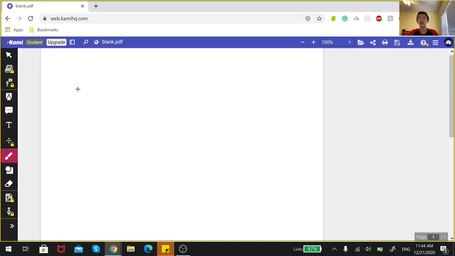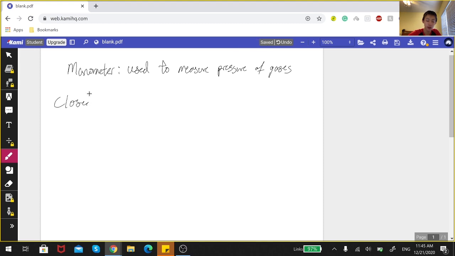Hi, in this video we're going to be learning about manometers. And manometers are used to measure pressure of gases. And there's two main types. First we have closed. And now a closed manometer looks like this.